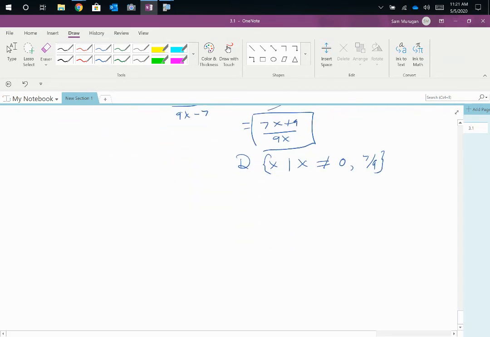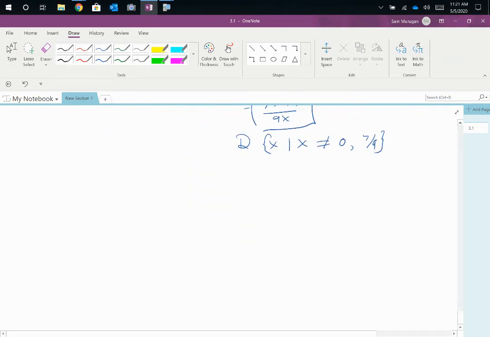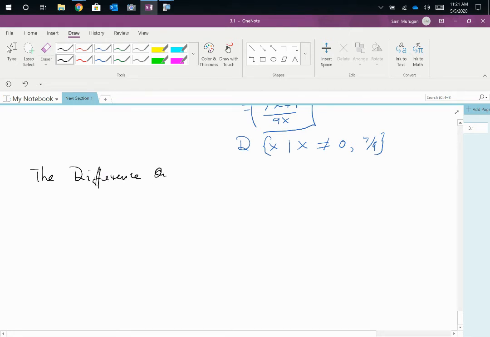All right, this is a pretty long chapter. The final thing I need to discuss here with you is the difference quotient of a function.